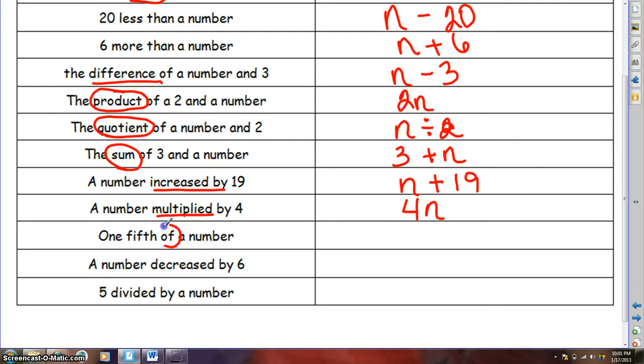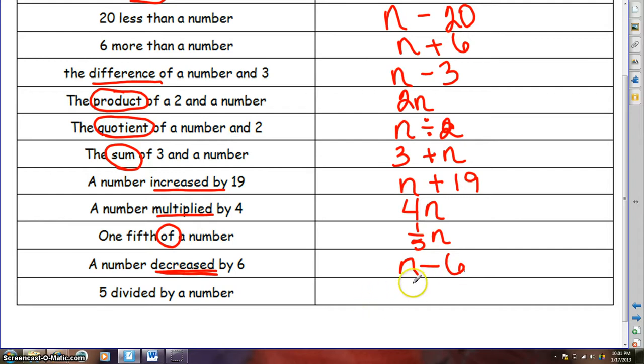1/5 of a number. Of is our keyword, and it means to multiply, so we're going to take the fraction 1/5, and multiply it by our number, which would be n. A number decreased by. Think about what decreased means. Decrease means to subtract. So a number decreased by 6. So we're starting with the number, or n, and we're taking away 6.